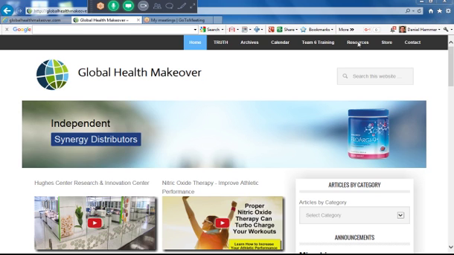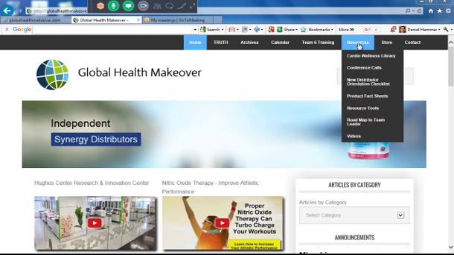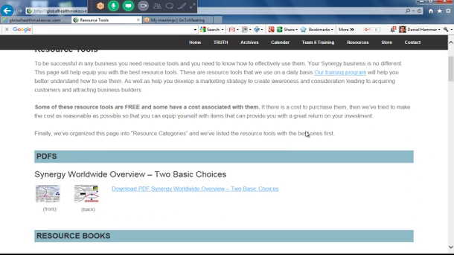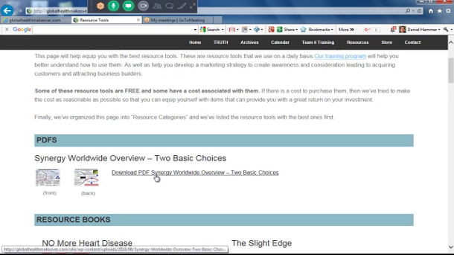I've already got it loaded on my computer, so I'm not going to click on it, but when you get onto the resource page, if you just scroll down, it's the first PDF that you come to: Synergy Worldwide Overview, 2 Basic Choices. You can find this on the Global Health Makeover website, globalhealthmakeover.com. For those people in our organization called our Synergy Family, you'll find this PDF in the Synergy Library in the PDF section.